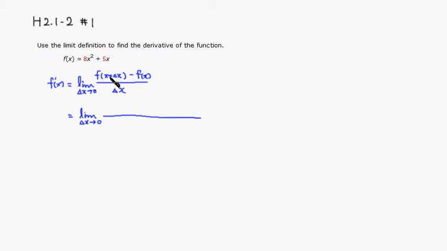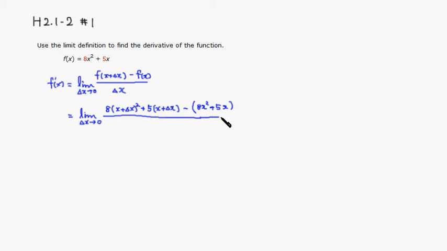All right, so f of x plus delta x. Every time you see x, we're going to put x plus delta x. So it's going to be 8 times (x plus delta x) squared plus 5 times (x plus delta x). Then minus, and don't forget the parentheses, 8x squared plus 5x.